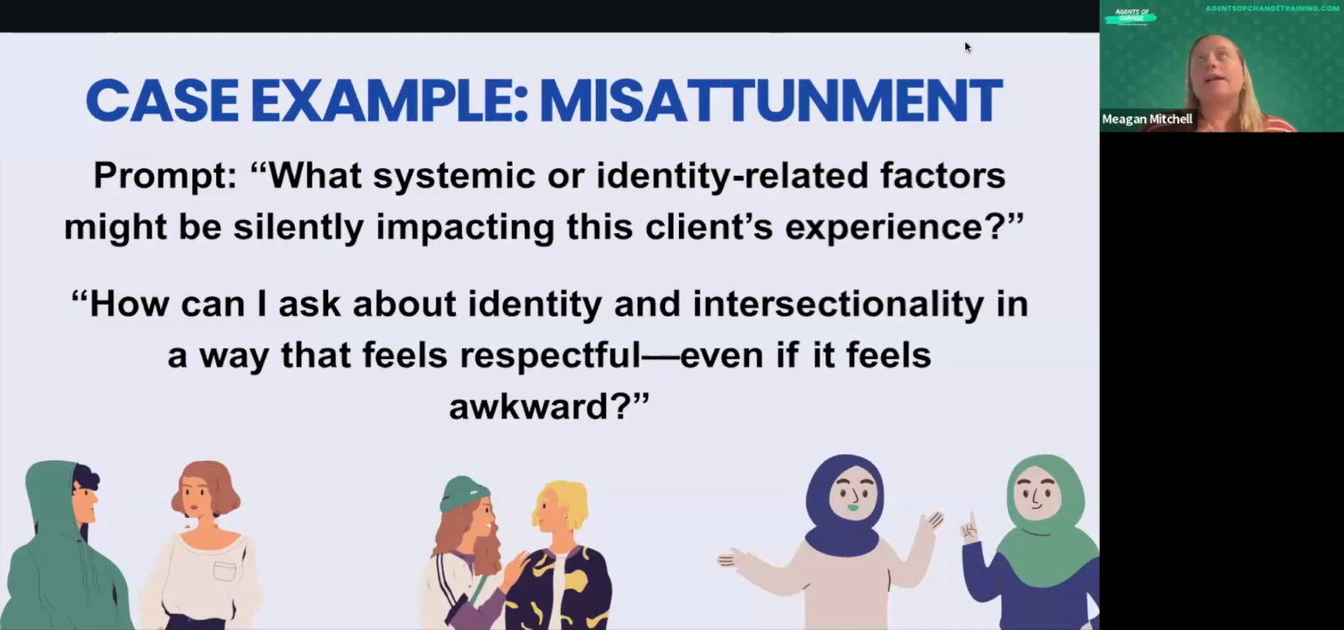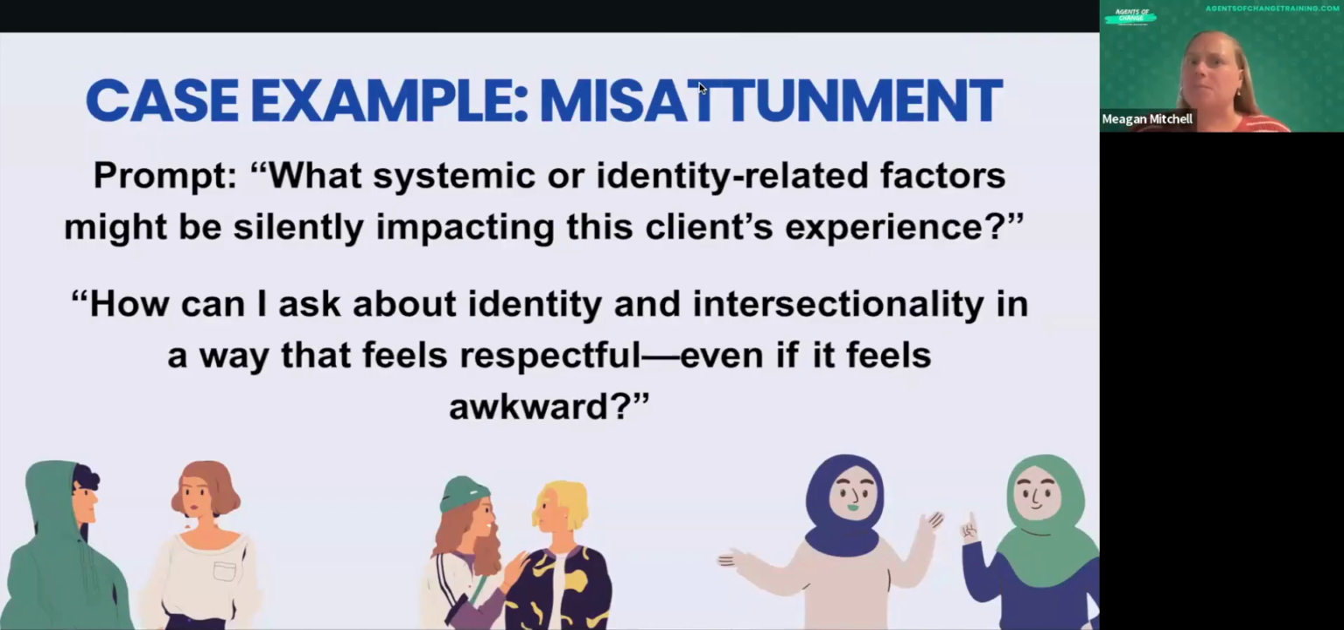So here's an example of a prompt you might use. What systemic or identity related factors might be impacting this client's experience, right? Oh, these are for you to think about, and then I'll give you prompts in a second. We're not going to assume, we're going to ask, but be thinking about it. Be asking yourself, how can I ask about identity and intersectionality in a way that feels respectful, even if it feels awkward? Sometimes it's awkward, but that's when the good work happens, when we're putting ourselves out there, being vulnerable, and modeling that for our clients.